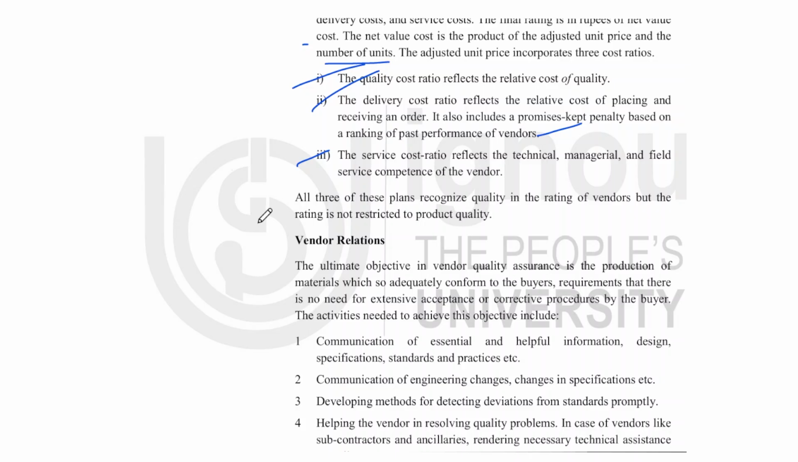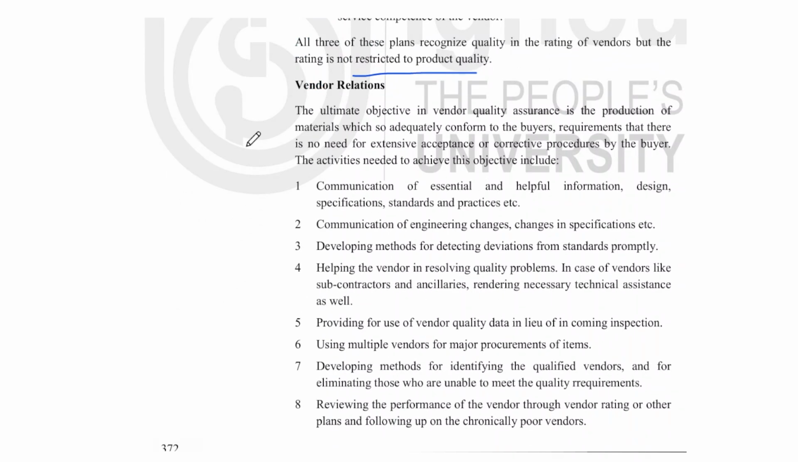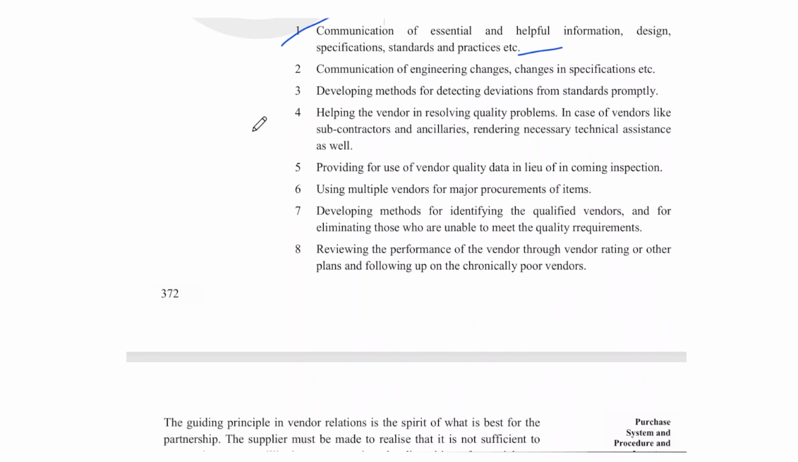All three of these plans recognize quality in the rating of vendors, but the rating is not restricted to product quality. And in vendor relations, the ultimate objective is vendor quality assurance: production of material which so adequately conforms to the buyer's requirements that there is no need for extensive acceptance or corrective procedures by the buyer. The activities needed to achieve this objective include communication of essential and helpful information, design specifications, standards, and practices, and communication of engineering changes in specification, etc.